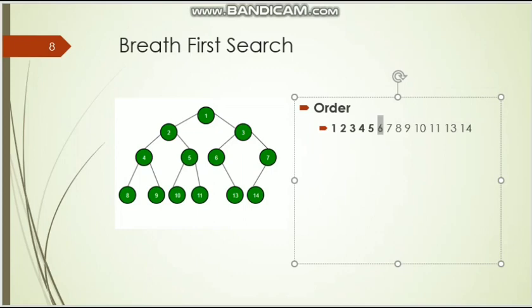And then 7. 7 is further connected with 14. So 7 is expanded, and 14 is written after 13. Next 8 is coming. Further, no nodes are connected after this level. So we cannot expand 8, 9, 10, 11, 13 and 14, as they are in the last level, right?